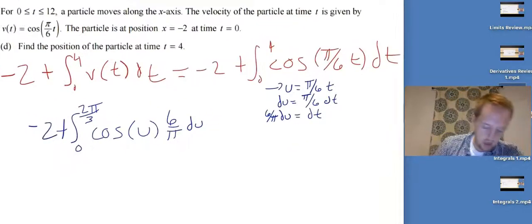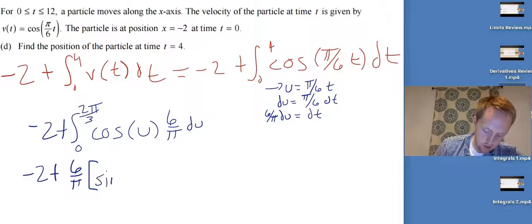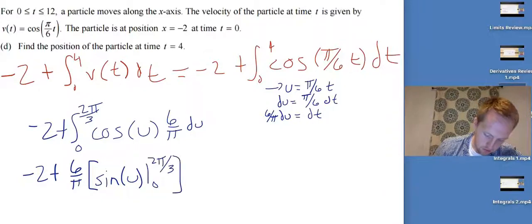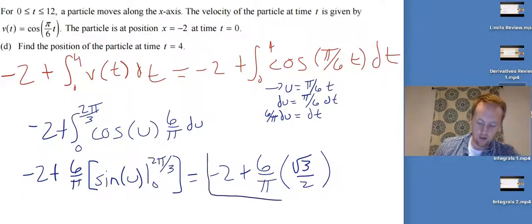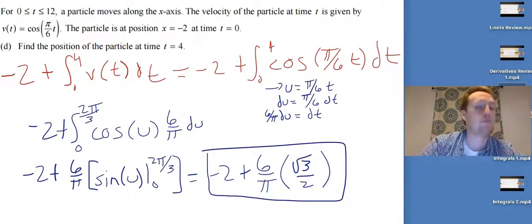Now I just need to take this negative 2 plus 6 over pi. The antiderivative of cosine is sine. And I'm going from 0 to 2 pi thirds. Sine of 2 pi thirds we know is square root of 3 over 2. And then sine of 0 is 0, so I don't even need to worry about it. And as nasty as it looks, that is in fact my answer.